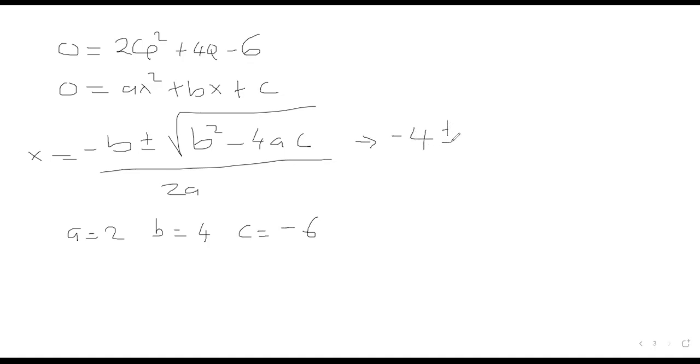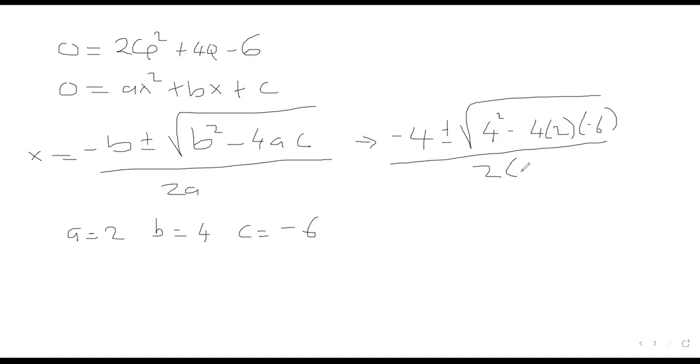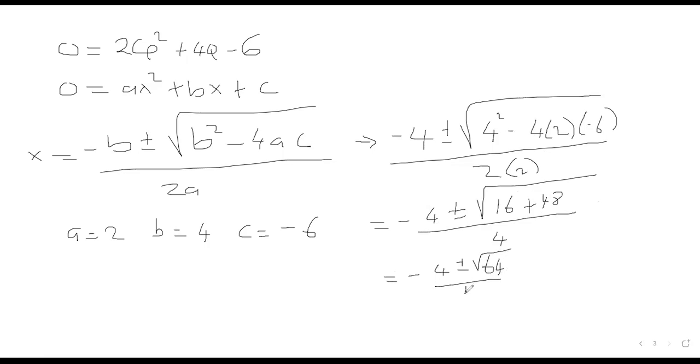What are we going to do here? Negative 4 plus or minus the square root of b squared, so 4 squared minus 4ac. Where there's a, we put 2. There's c, we put negative 6. Over 2a. Our a is what? A is 2. So here we're going to have negative 4 plus or minus the square root of 16 plus 48, because of that negative, it became a positive 48 here, and over 2a, 2 times 2 is 4. So 16 plus 48, what do we get? 64. So negative 4 plus or minus square root of 64, everything over 4. Know that the square root of 64 is 8.